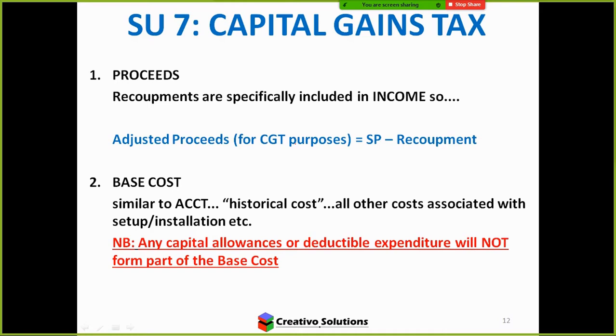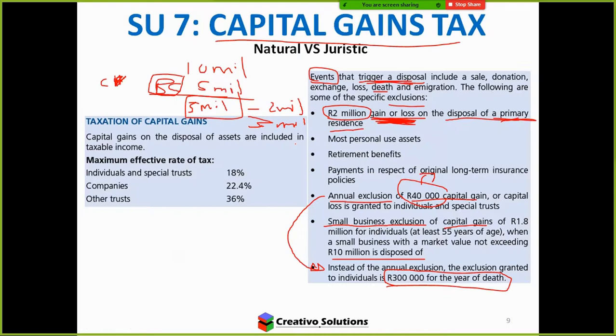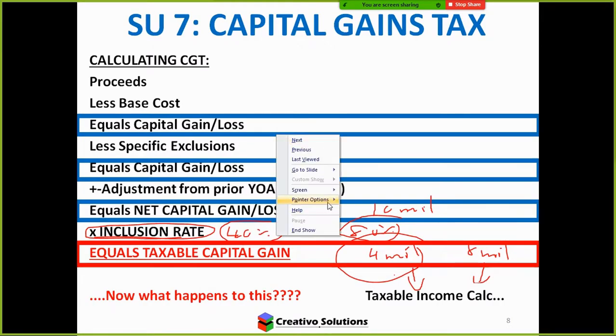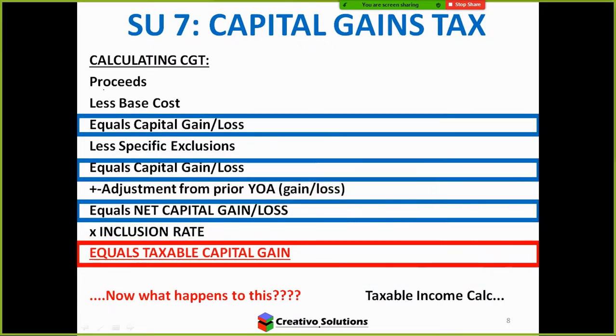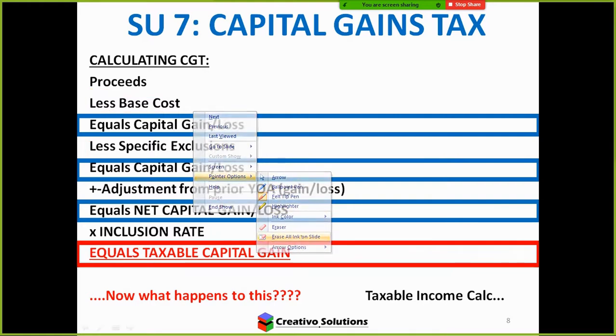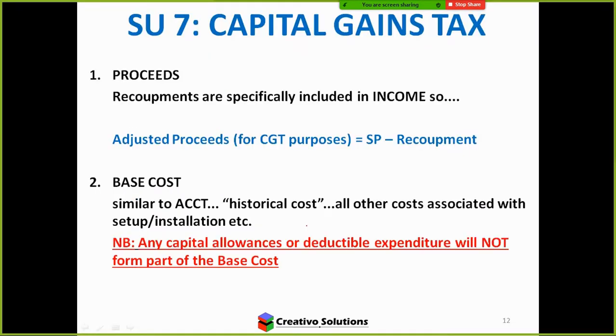Here's an important working. These are all slides looking at each of those lines. Remember this? Yes. Have a look at the process. Step 1, step 2, step 3, step 4, etc. Proceeds must be calculated. Base cost must be calculated. Do you see that? Yes. Those workings are covered here.